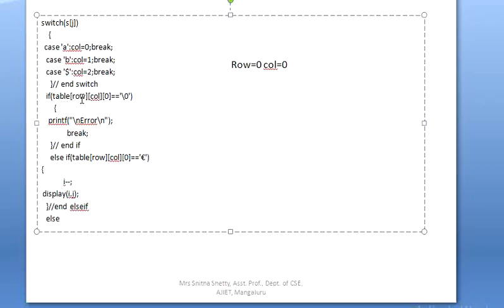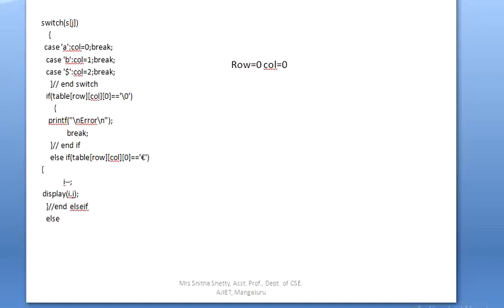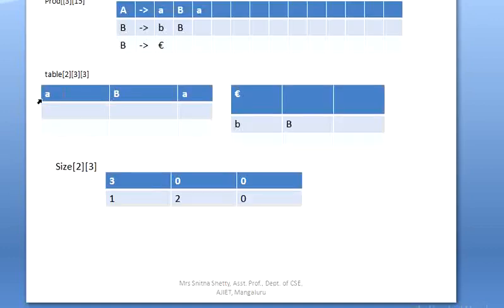Now look here, if table 0 0 0 is null. Now see here, row is 0, column is 0. Now 0 0 0 means what? Let me go to the table. So this is table 0, this is one table. So this is 0 0 0, 0 0 1, this is 0 0 2. Similarly, what is this? 1 0 0, 1 0 1, 1 0 2.